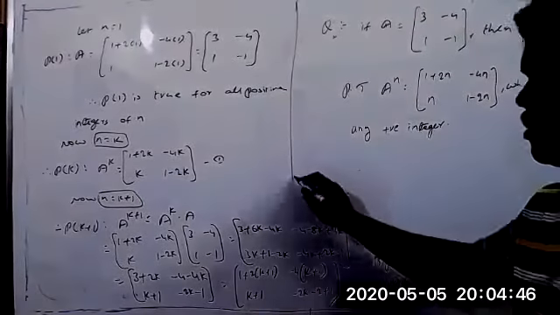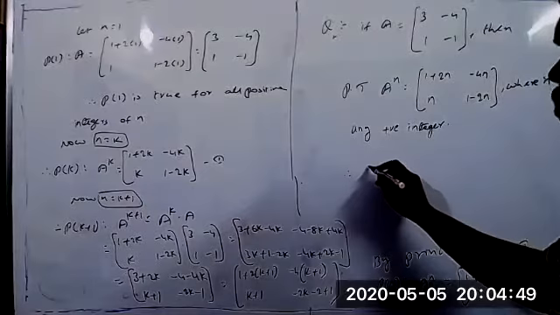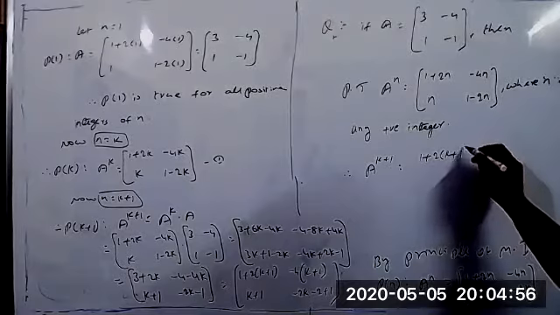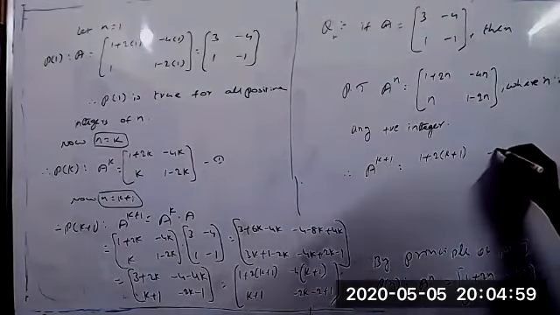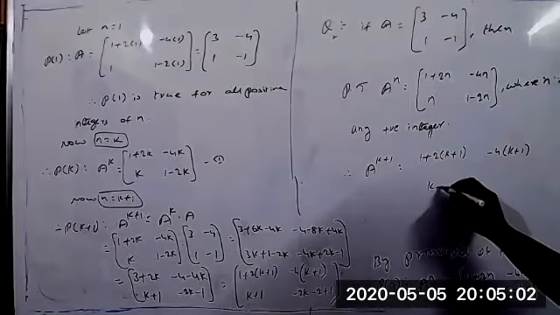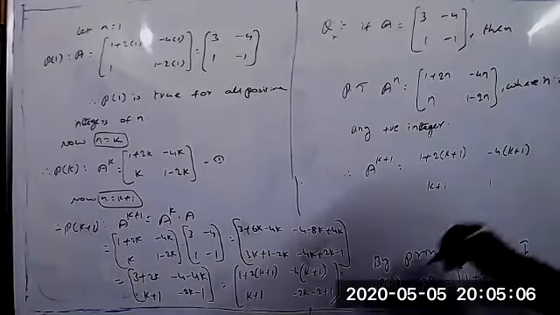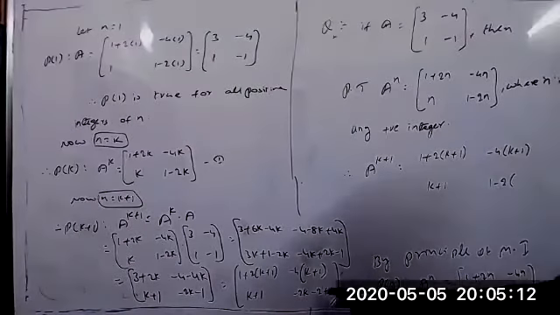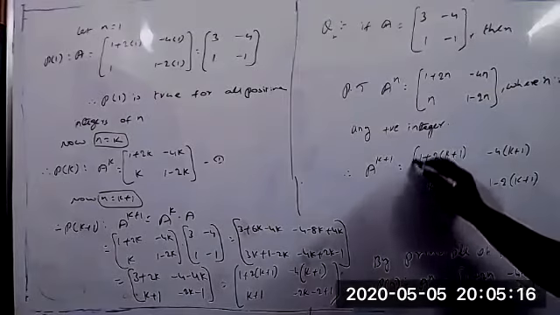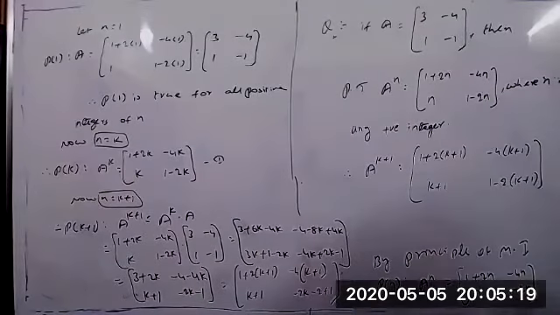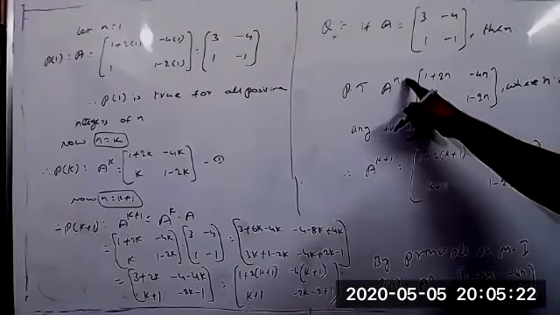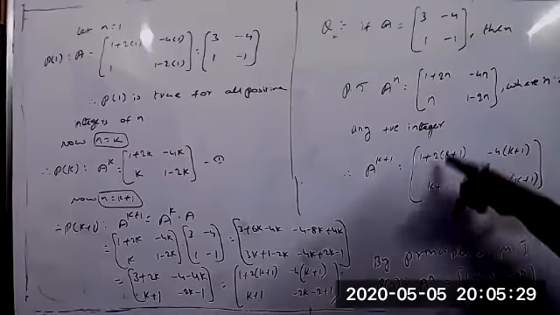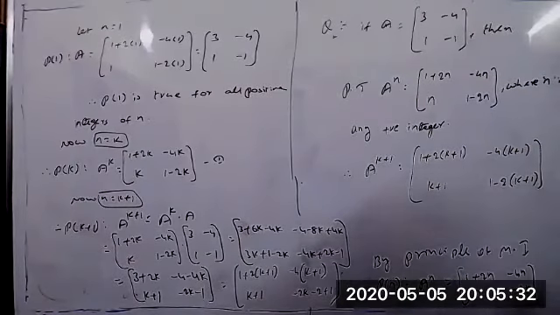Therefore, A power k plus 1 equals 1 plus 2 into (k plus 1), minus 4 into (k plus 1), k plus 1, 1 minus 2 into (k plus 1). Taking minus 2 common, the remaining is minus 2 into (k plus 1). Also we got the same matrix. Whenever we take n equal to k plus 1, we get the same thing.